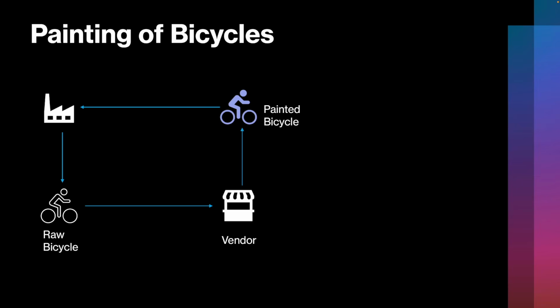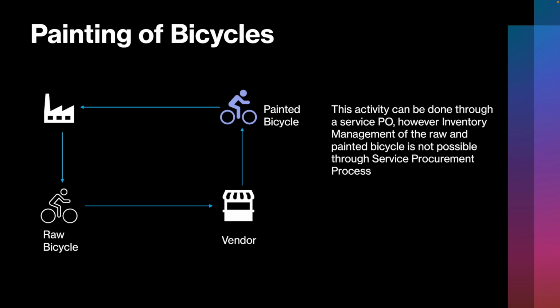Okay. Now if you see this whole process, it appears to be a service purchase order. Okay, because you're only paying the vendor for the service charges that is incurred while painting these bicycles. The vendor is not providing you any material. The vendor is simply doing a service activity on your raw bicycles and providing you the painted bicycles.